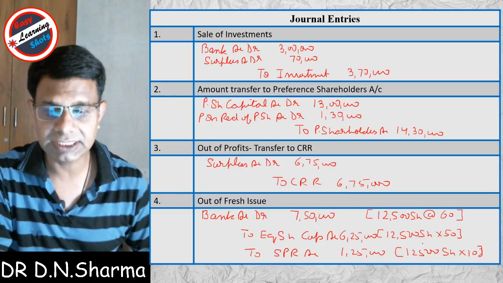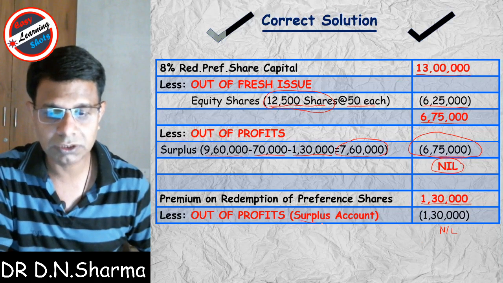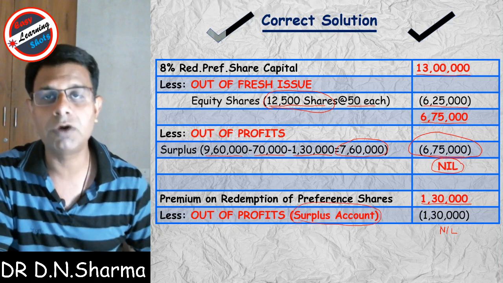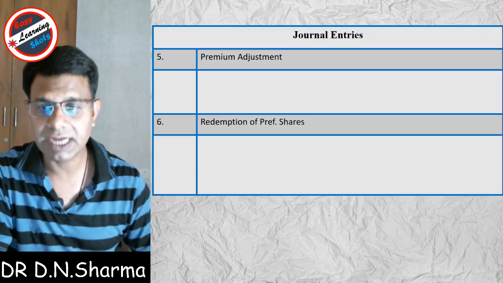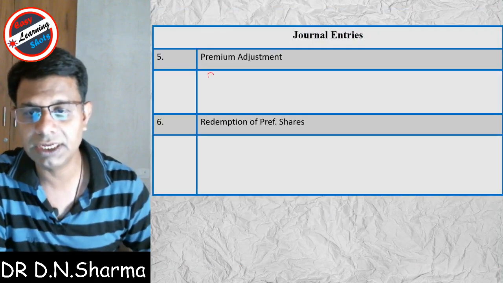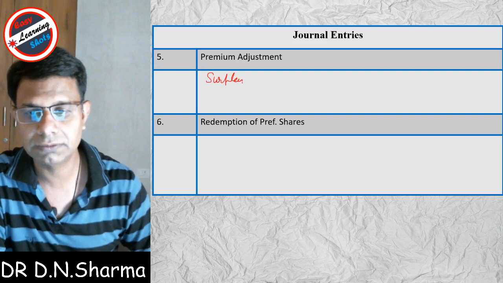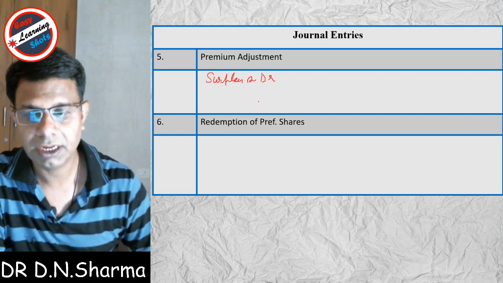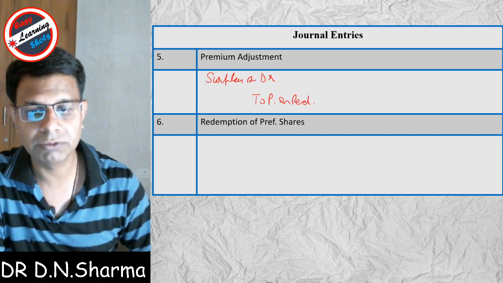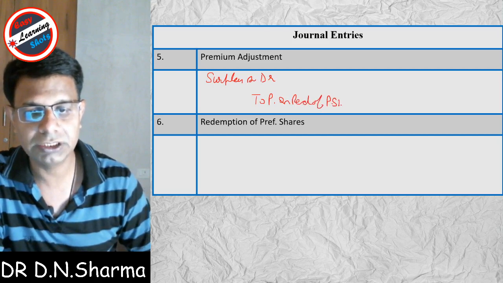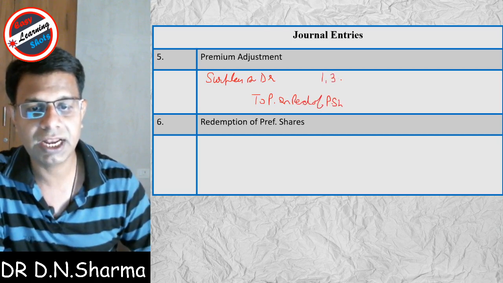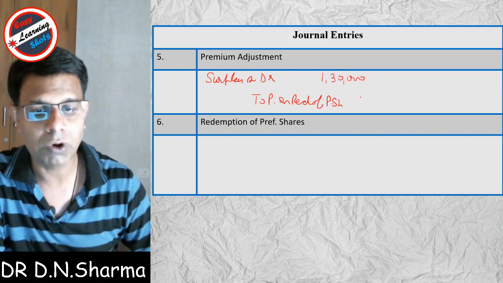Our next entry is premium adjustment. Here premium is adjusted through surplus account. So when we transfer the amount from surplus account, then we debit the surplus account, and our entry is surplus account debit, and this amount is used for premium on redemption of preference shares, and the amount is 1,30,000.